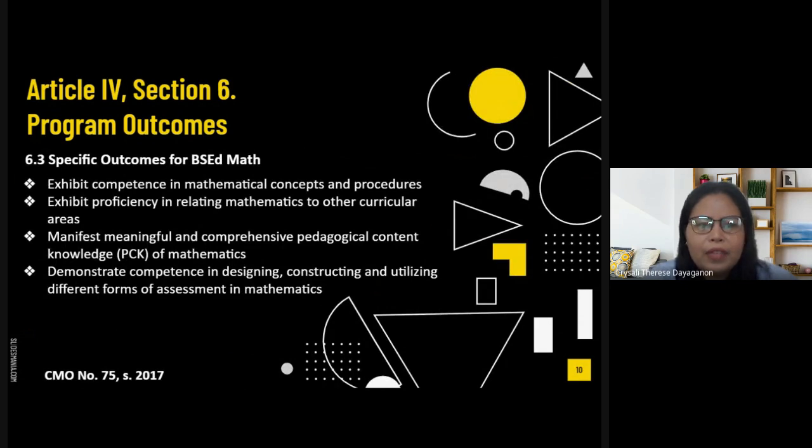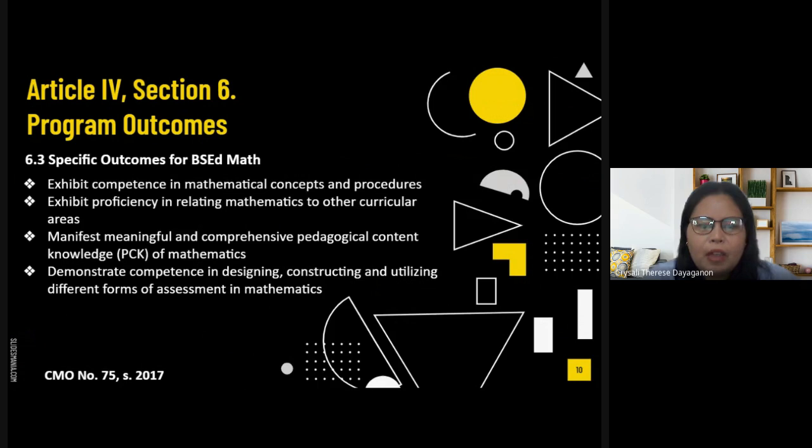And lastly, we have the specific outcomes for the BSEd Math. Now, we have plenty, since we also have a lot of math major courses, or subjects. So first, we have exhibit competence in mathematical concepts and procedures. Exhibit proficiency in relating mathematics to other curricular areas. Talking about the applications in the different fields.